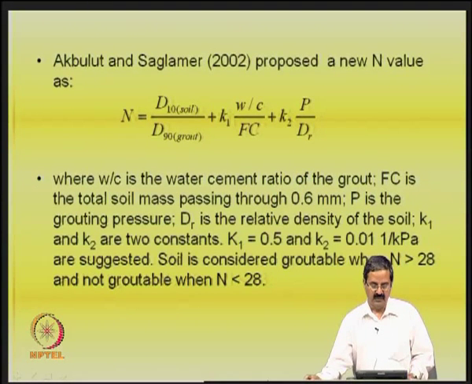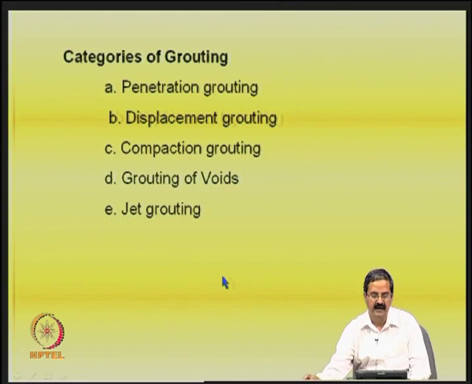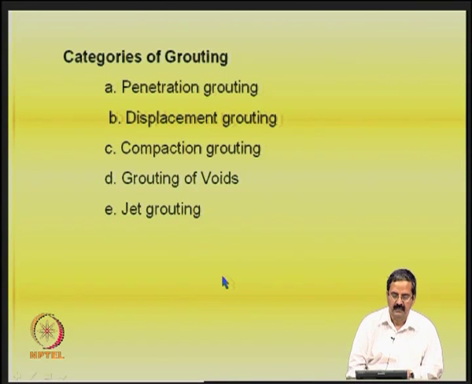So these are some values, and again soil is considered to be groutable when N is greater than 28 and not groutable when N is less than 28. So this is some sort of criteria these people have, and this is quite useful to go ahead with design.